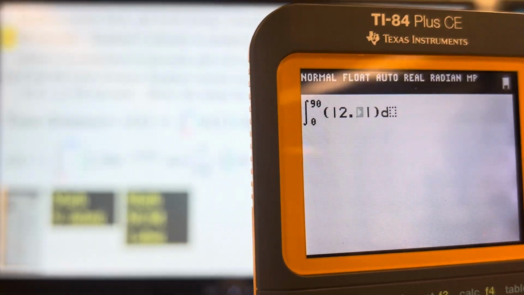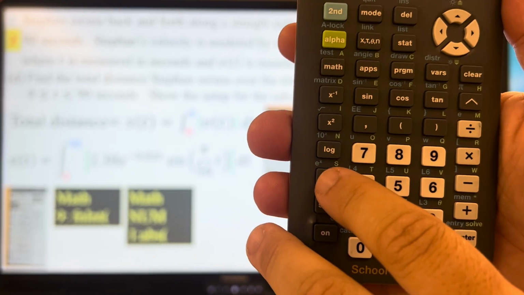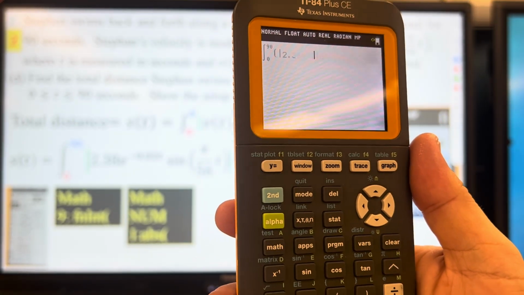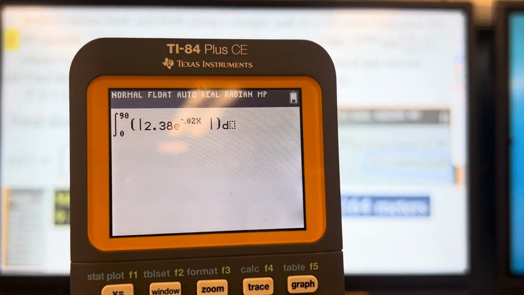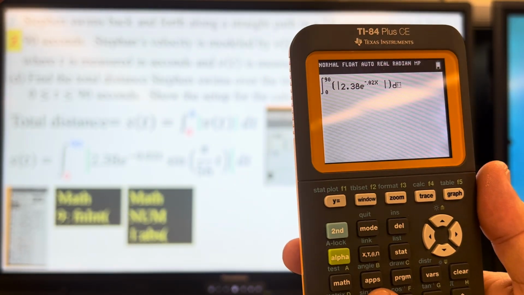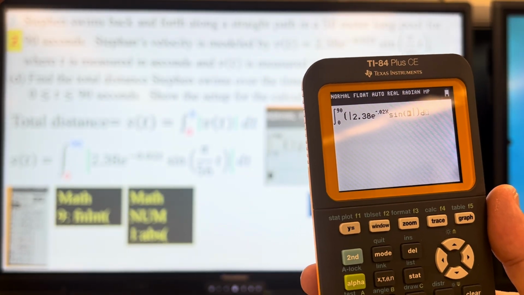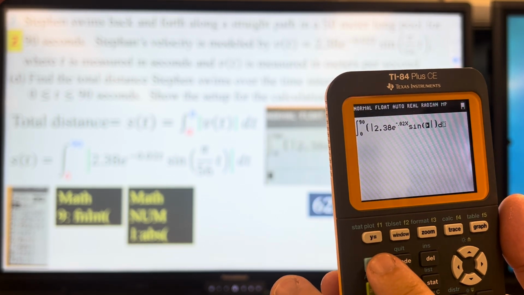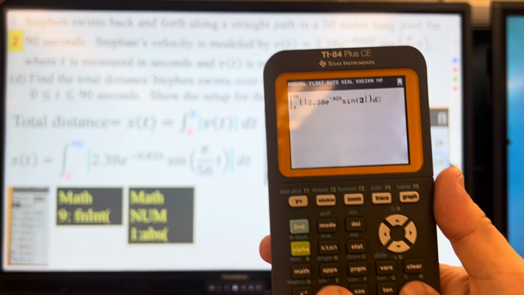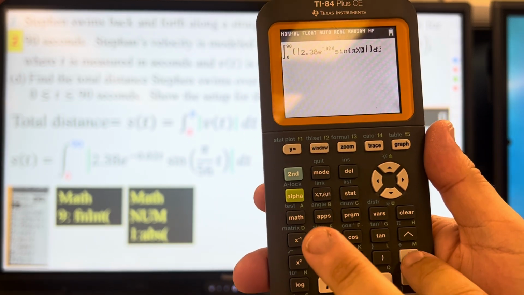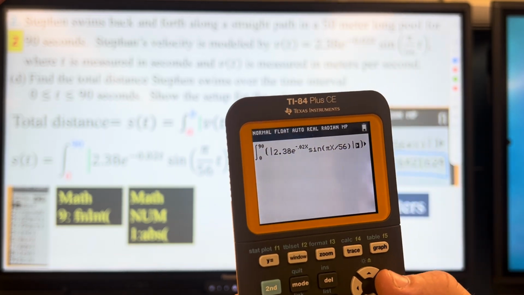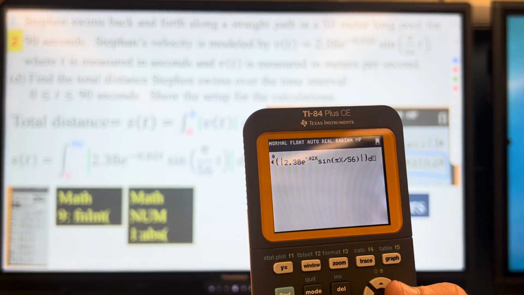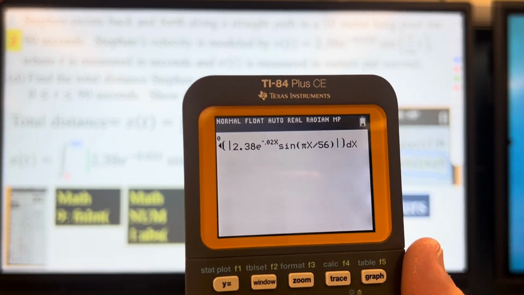Now you type 2.38 e, so e is second, ln, negative 0.02 x. I press right to get out of there because I'm writing the exponent still. Sine, parentheses are open. Where's pi? Second, up arrow, x divided by 56. All right, and I close those parentheses, and I go dx. So that's all you have to type in.